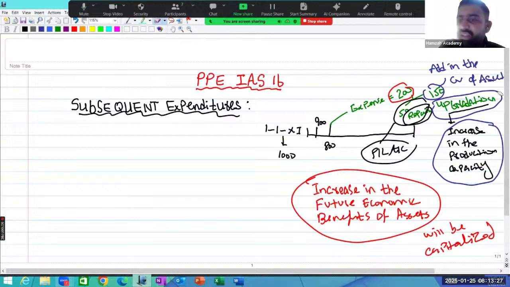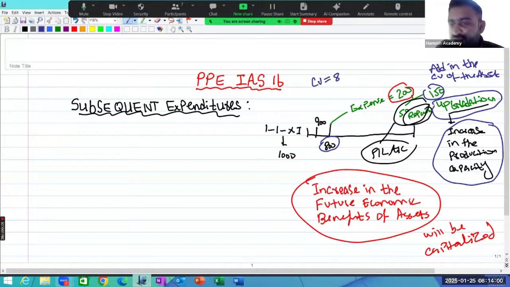And when we say added in the carrying value of the asset, that means it will be capitalized. Now this 150 will be capitalized. So before that expenditure, carrying value was 800. So the accounting treatment is now the asset carrying value will be revised and this 150 will be added and the new revised carrying value will be 950.